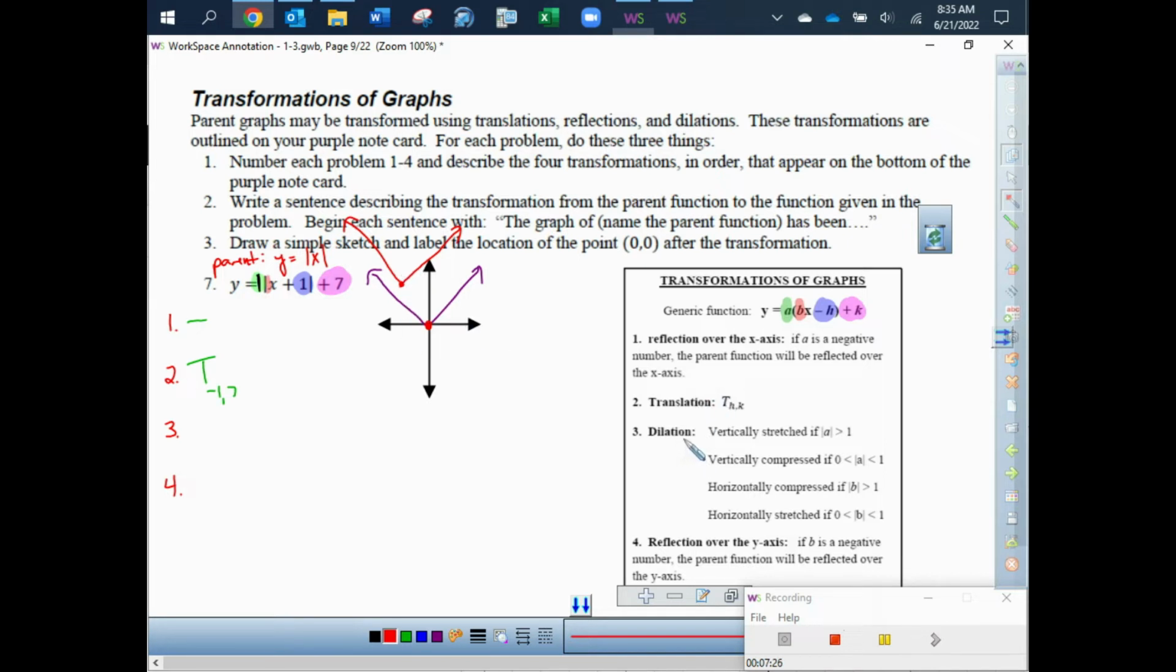You could also do some sort of dilation. A dilation is a size change. So there's 2 different types of size changes that could happen: a vertical dilation or a horizontal dilation. So this looks complicated, and it kind of is. Hang with me on it. They want to know, has this graph had a vertical dilation at all?